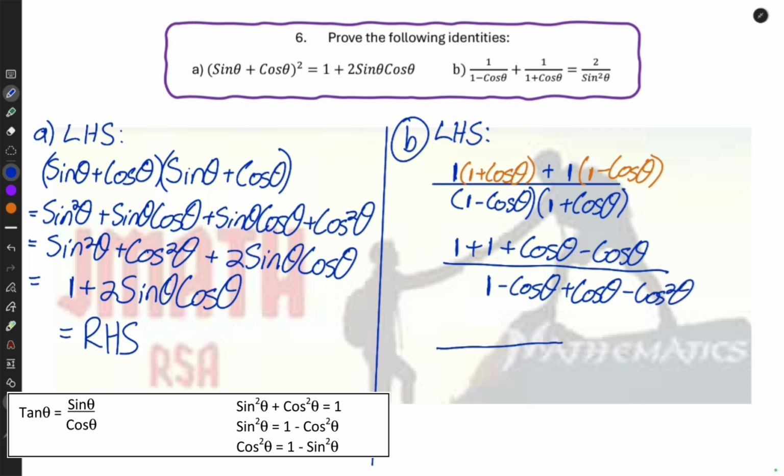So up top, the cos cancels out, and there's just a 2. At the bottom, I'm just left with 1 minus cos squared theta. Final answer is then 2 over sine squared theta. So remember your identities. And then I can say this is equal to the right-hand side. So that was identities. These two weren't too bad, but go and practice them if you are unsure.